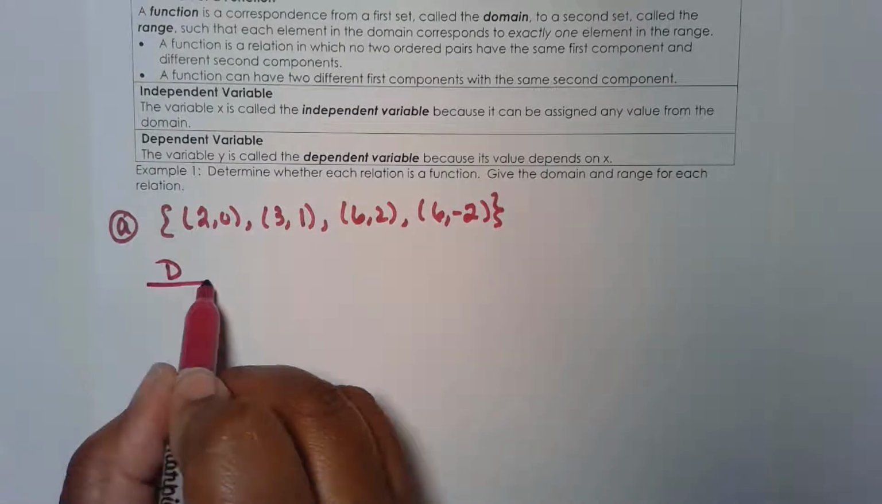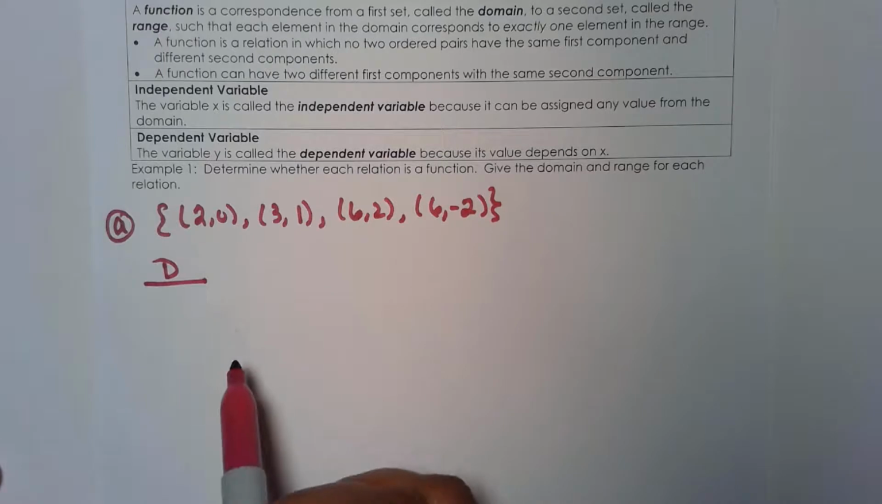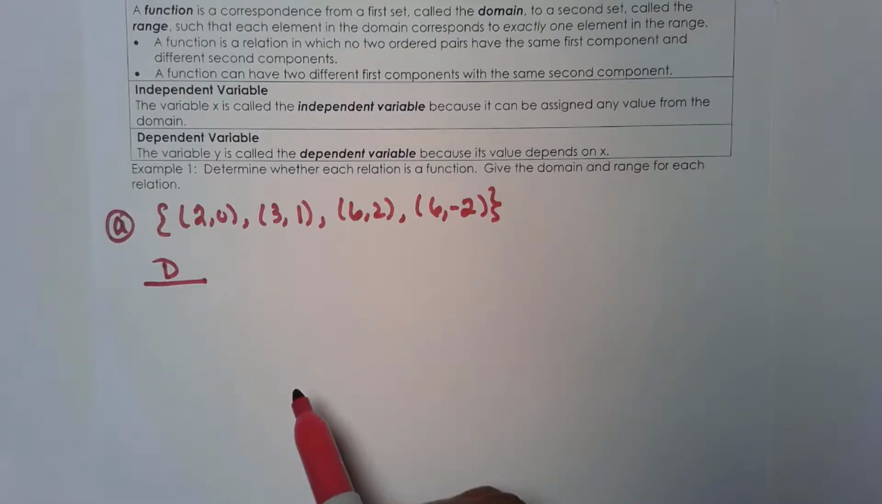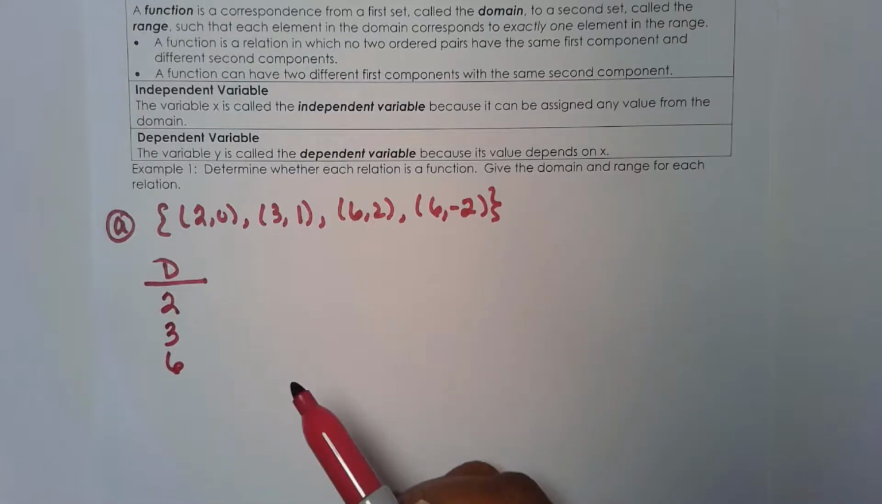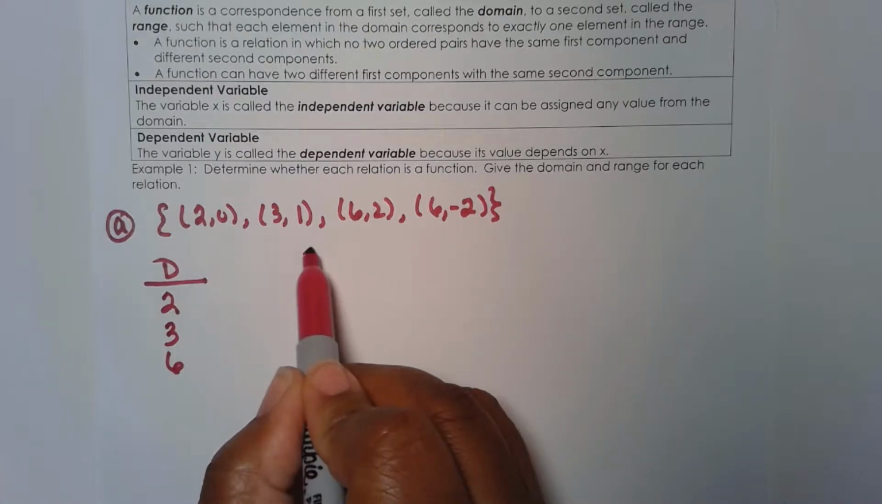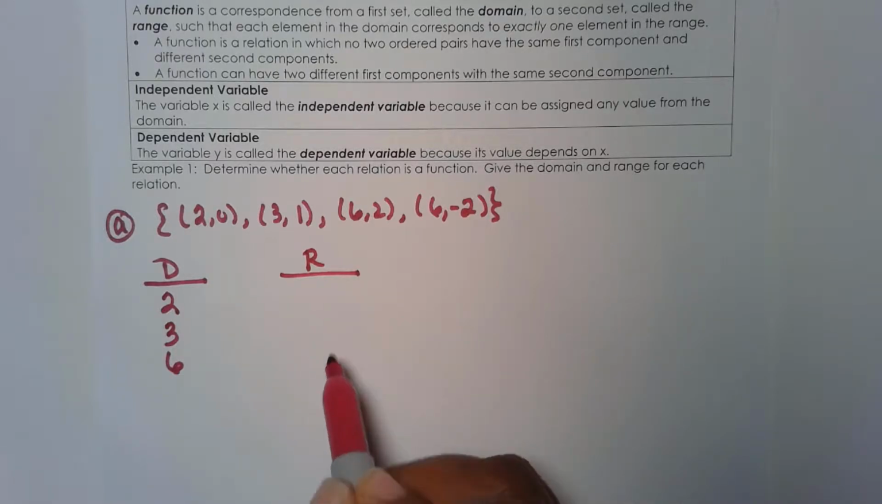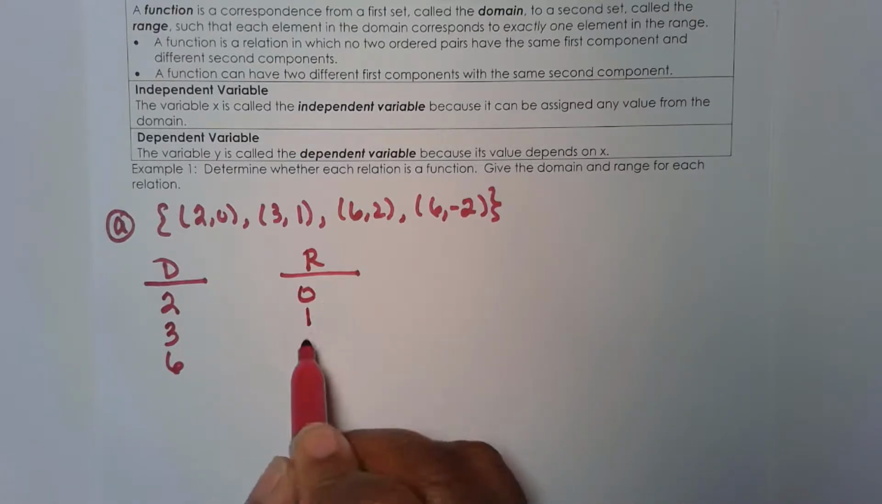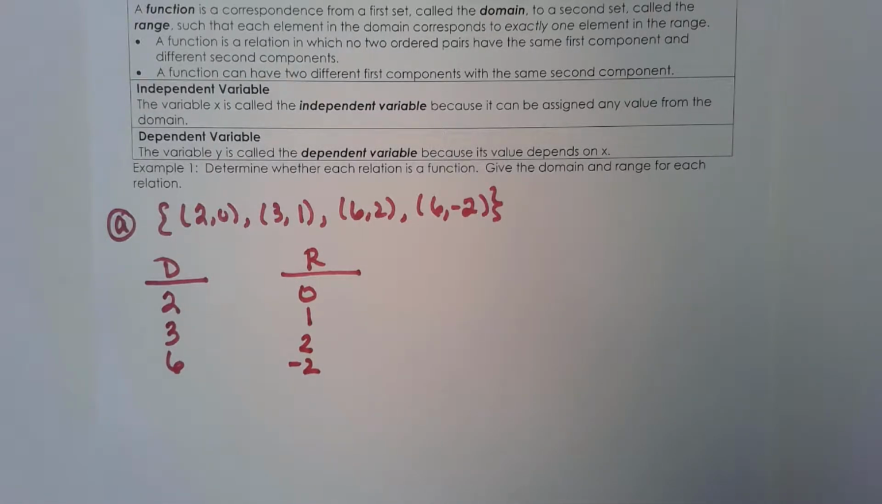Our domain would be our x coordinates, our x values. So we have here 2, 3, and 6. Our range, that would be our y values. We have 0, 1, 2, and -2. You don't have to write it in numerical order. If you want to, you can, but you don't have to.